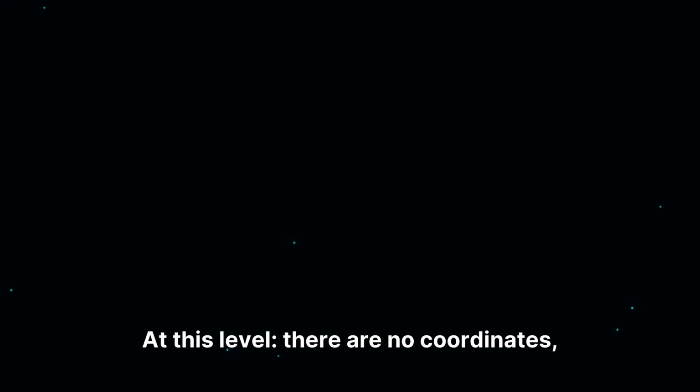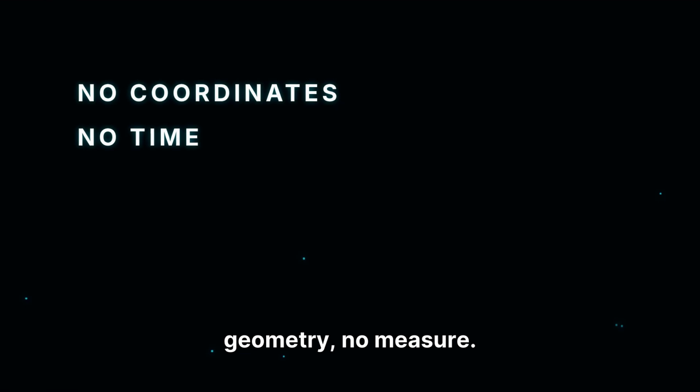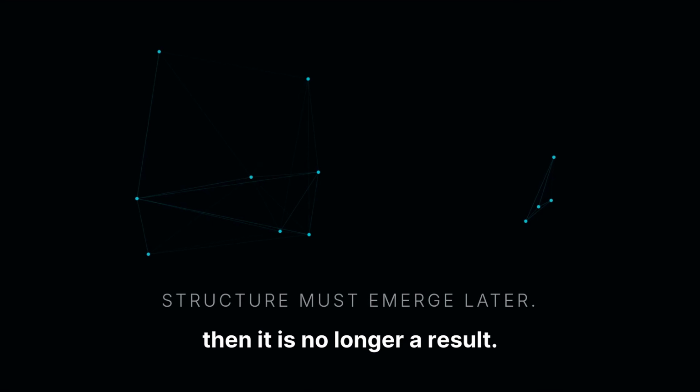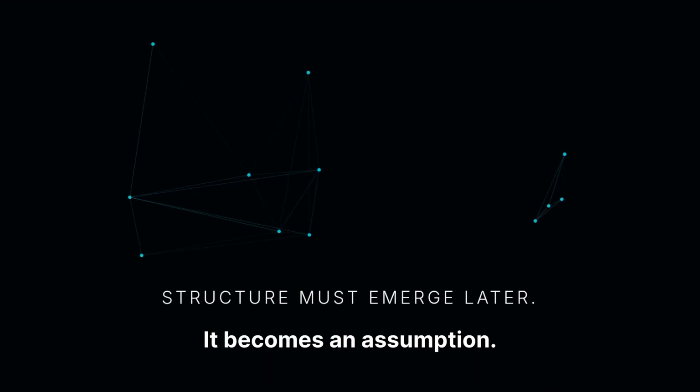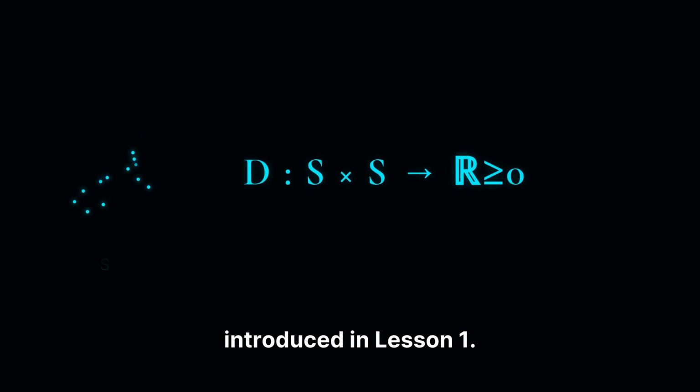At this level, there are no coordinates, no distance, no time, no neighborhood, no geometry, no measure. S is a structureless collection. We begin without structure because the goal is to derive structure later. If structure is inserted at the beginning, then it is no longer a result. It becomes an assumption.